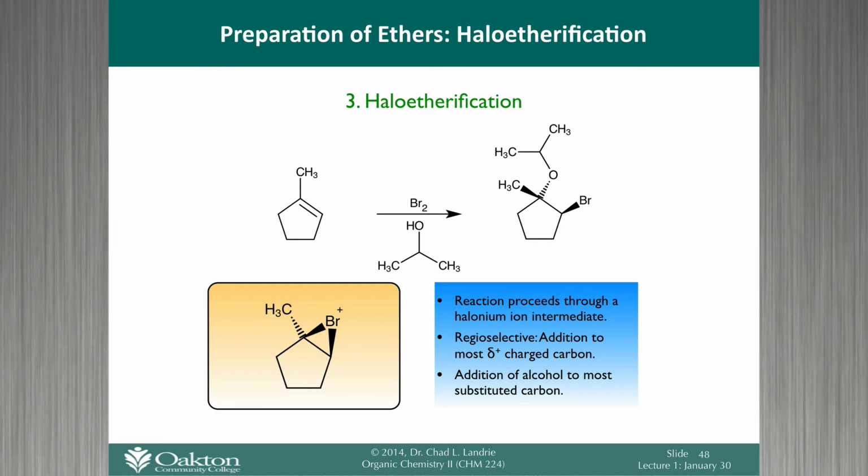Alright, so haloetherification gives me vicinal halohydrins. I start with bromine or chlorine, I use an alcohol as my solvent, and then I get a trans relationship between the ether oxygen and the bromine atom. Vicinal means a 1-2 relationship.